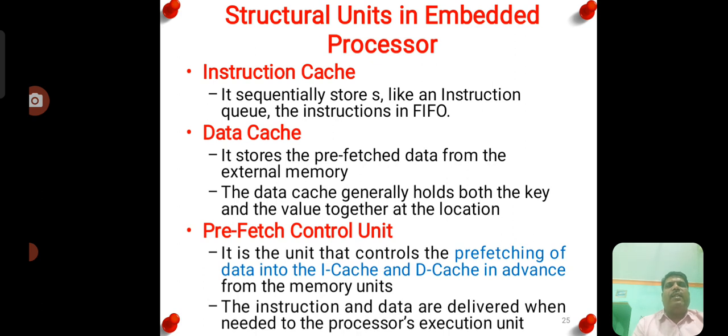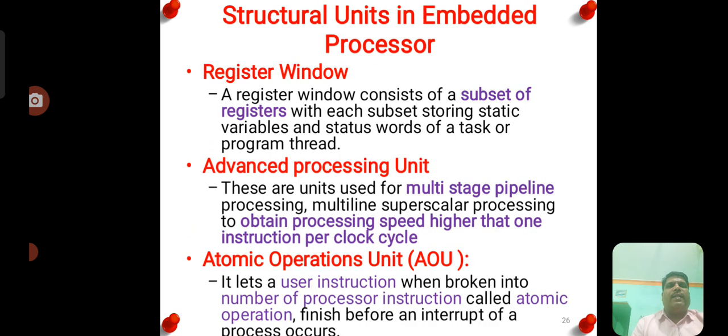Prefetch control unit: it is the unit that controls the prefetching of data into the instruction cache and the data cache in advance from the memory units. The instructions and data are delivered when needed to the processor execution unit. Register window: a register window consists of a subset of registers, with each subset storing static variables and status words of a task or a program thread.